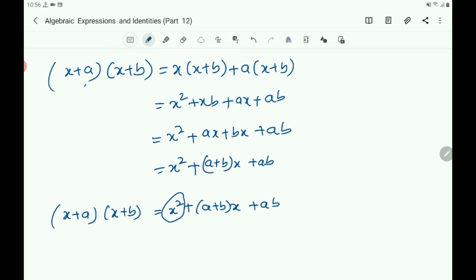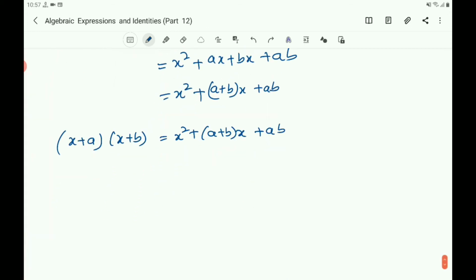X square, and second term a plus b into x, sum of the second terms into x, third term product of the second terms, that is ab. So here x plus a into x plus b equals x square, the square of the first term, plus a plus b into x, sum of the second terms into first term, plus product of the second terms. In this way you obtained 4 identities.